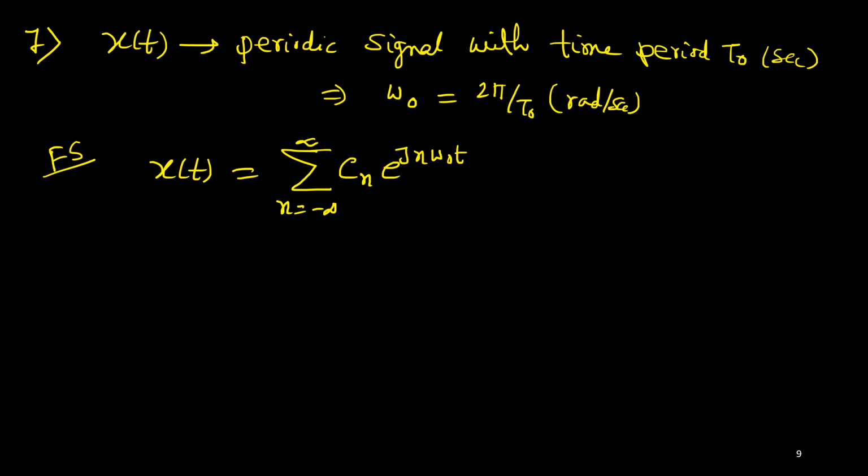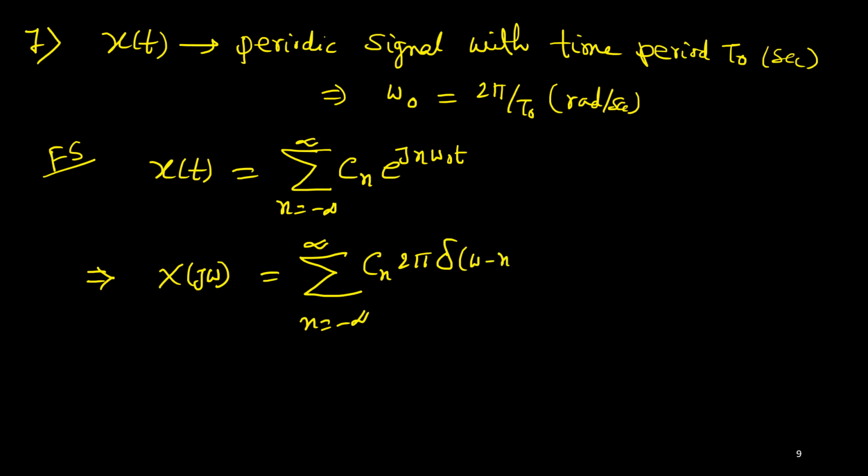So you see, if this is the signal, easily we can say the spectrum X of j omega will be, using the linearity property, and Cn is a constant, so it will remain: summation n equals minus infinity to infinity of Cn, which remains constant, and for this exponential the spectrum is 2 pi times delta(omega minus n omega naught). So actually 2 pi I can take outside: it is Cn delta(omega minus n omega naught), n from minus infinity to infinity.